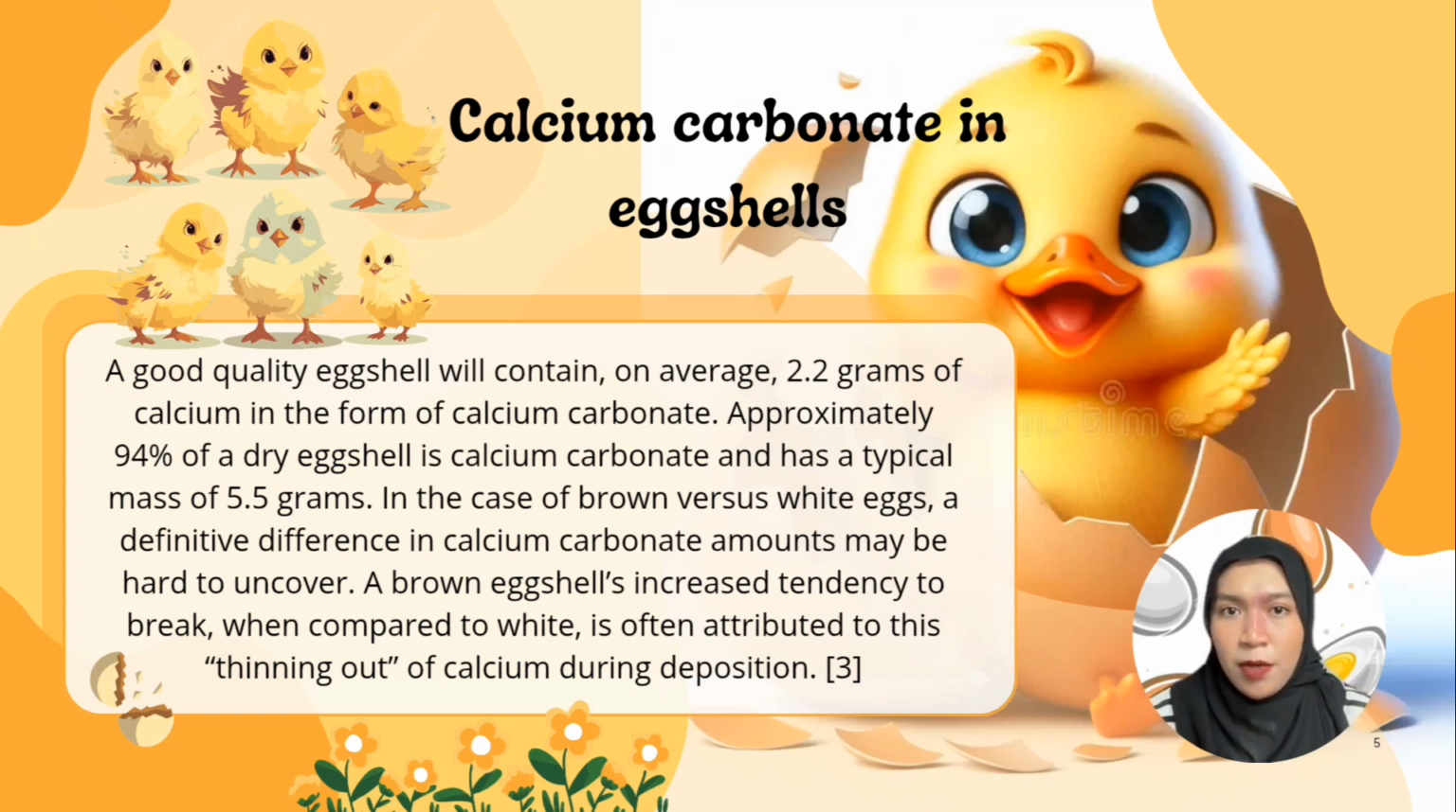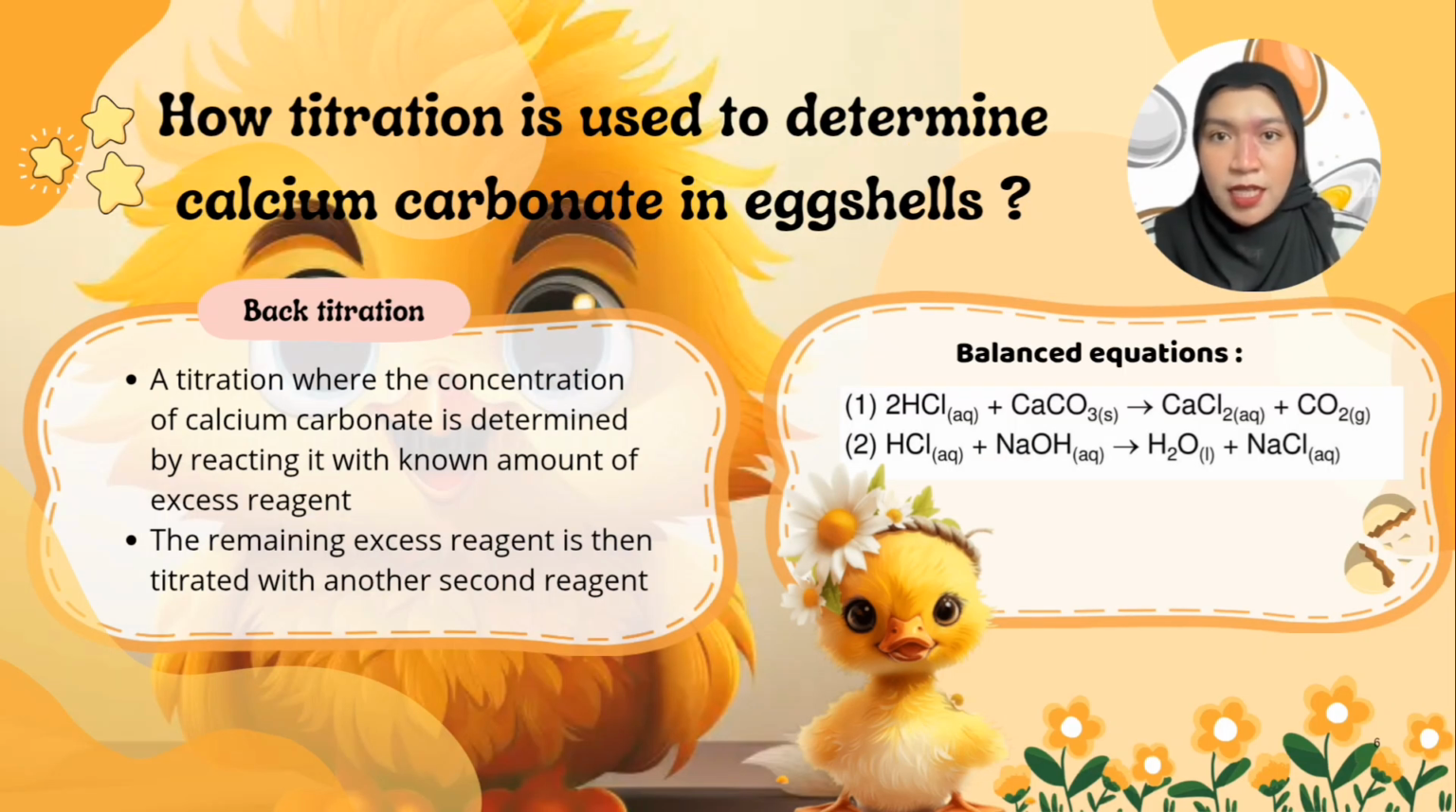In the case of brown versus white eggs, a definitive difference in calcium carbonate amount may be hard to uncover. Brown eggshells have an increased tendency to break when compared to white, which is attributed to this thinning out of calcium during deposition. So how is titration used to determine calcium carbonate in eggshell?